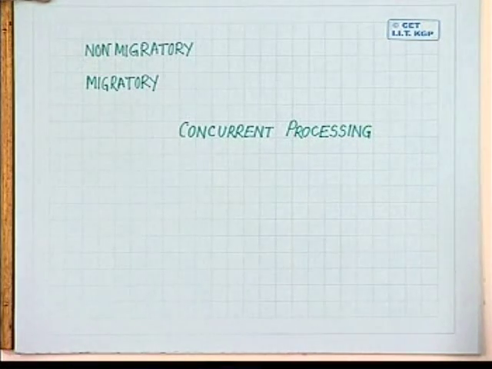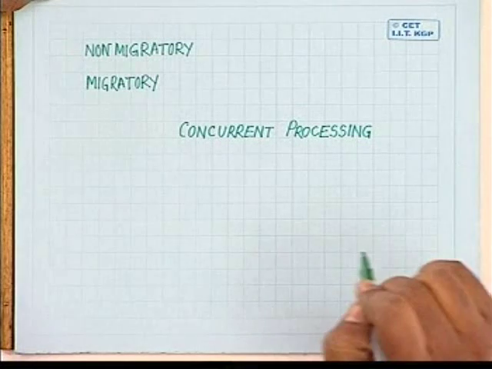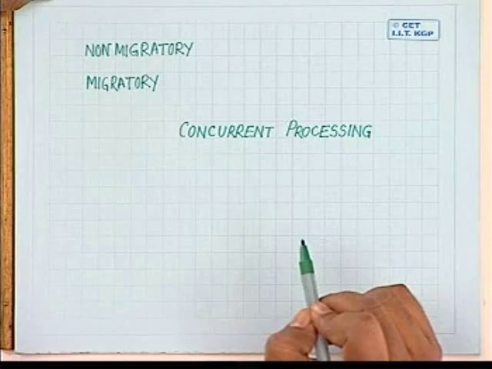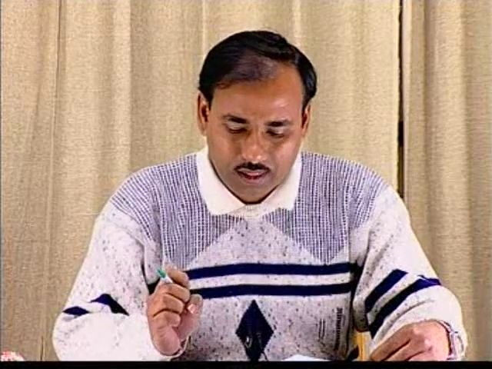For that, the concept that we have is what is called concurrent processing. So we'll come back to scheduling in a distributed environment sometime later. Before starting the scheduling, let us find out what concurrent processing is, and when you break a task into a number of subtasks, what conditions must exist for the subtasks to be executed concurrently.